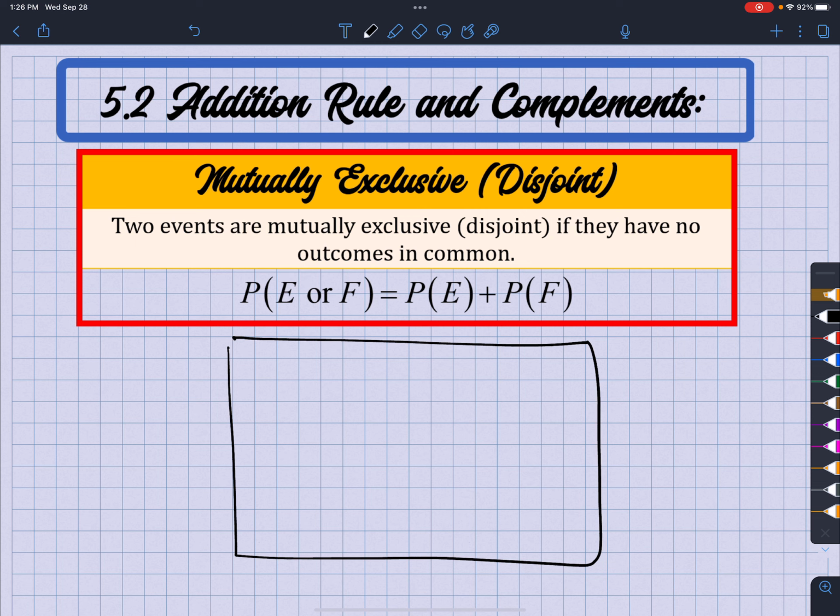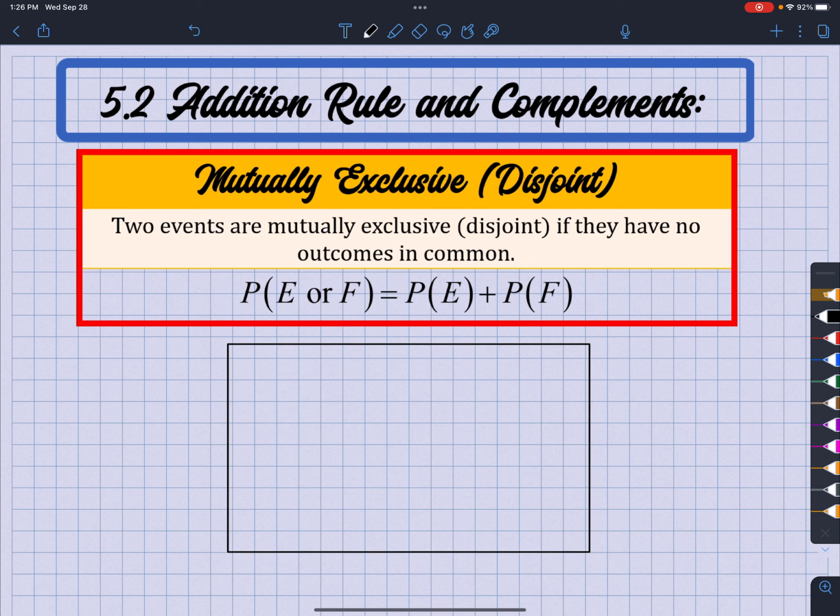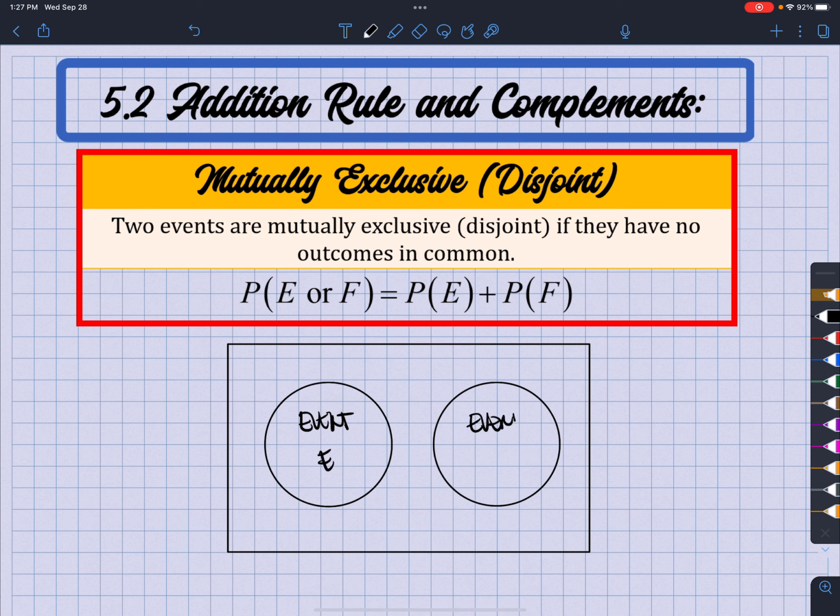What we can see is that the two events, let's say this is called event E, and this over here is event F, right? They have nothing in common at all. They're disjointed, not jointed, okay? So that's what mutually exclusive means. And if that's the case, then we can go with this formula.